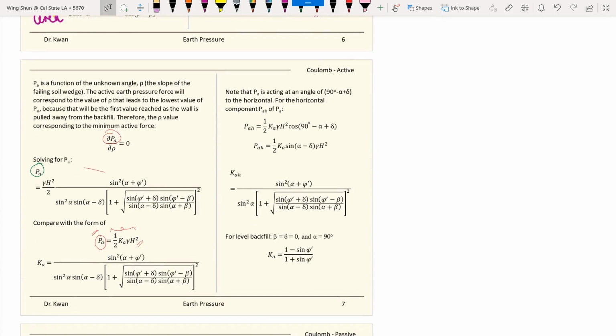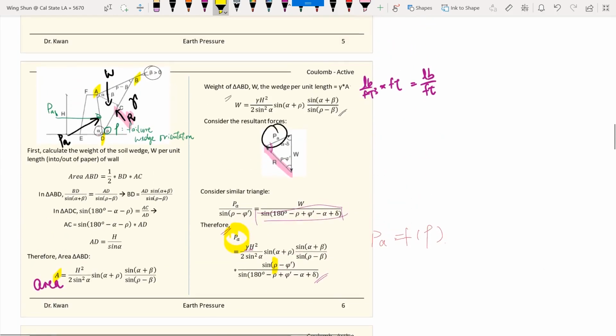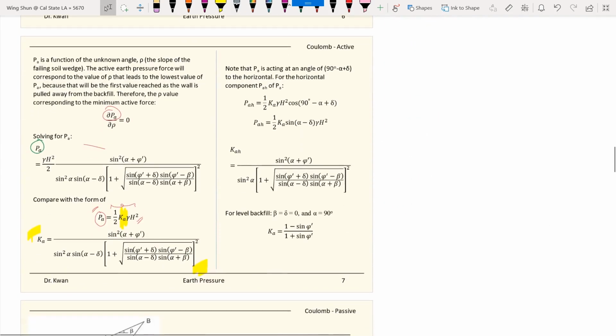So after we have the P sub A, when we compare with this formula, we can find out the K sub A, the active earth pressure coefficient, which is equal to this equation, that represents the K sub A that we want to solve for. K naught is relatively easy, but for K sub A, the derivation from Coulomb many years ago leads to this point. This is the generalized solution for finding K sub A.